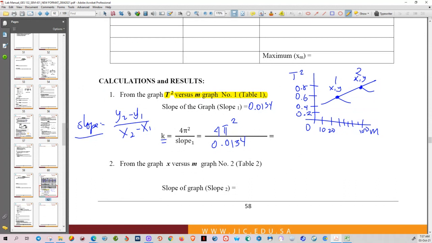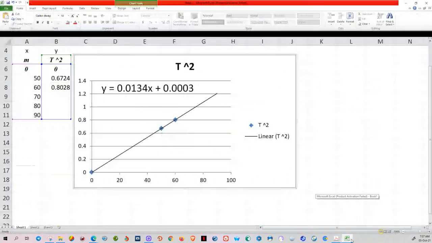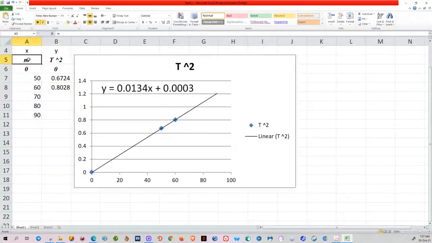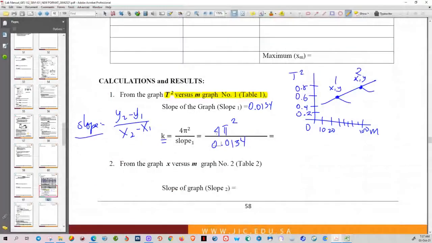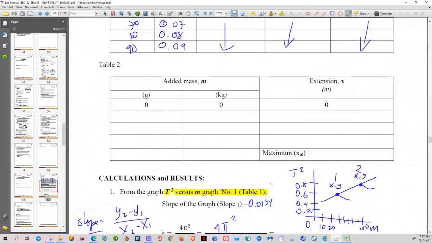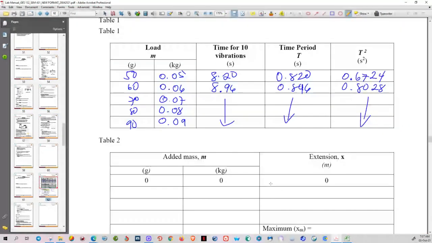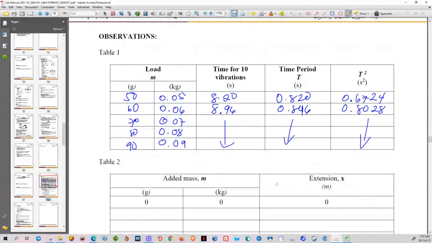No questions? Silence means no questions. In the graph, yes, Basil? We need time squared and mass. Mass in which unit? Gram? Mass and t squared. Okay. Oh, you are right. You are actually right. Okay, I forgot about that one. That was a very good question.